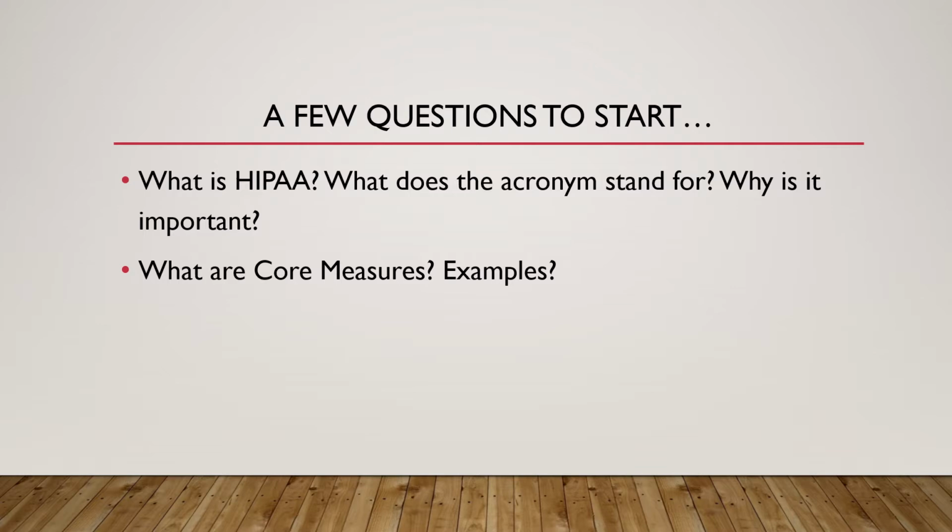So a few questions to start, just things to listen out for throughout the lecture. What is HIPAA? First of all, notice it is not spelled with two P's, which is often how you see people spell it on social media. It's generally an indication to me that they don't really know the true definition of HIPAA and what it entails. So after you learn about this, this is how I expect to see you using this acronym, with one P and two A's. What does the acronym stand for and why is it important? What are core measures and some examples of core measures?